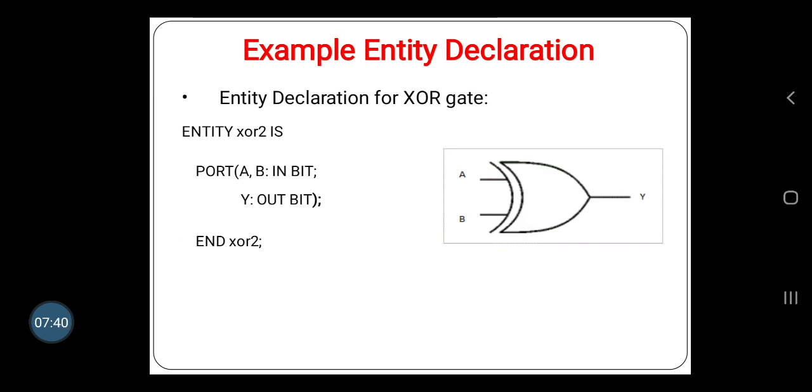Then next, just check out the XOR gate declaration. So entity XOR2 is port A and B input bit and Y output bit, and XOR2.